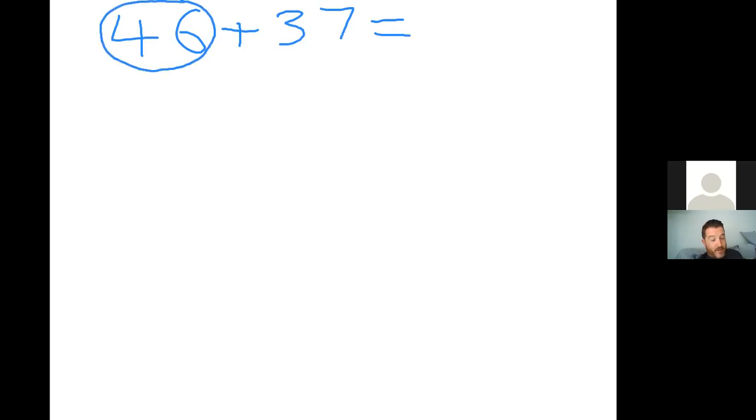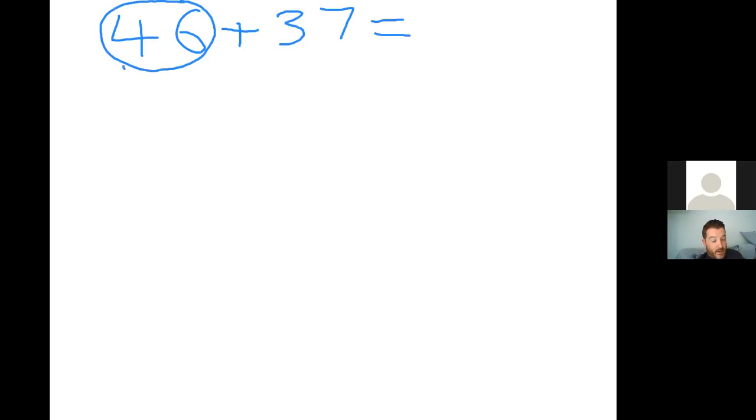So say we had one like this: 46 add 37. Again, you can either do this on the sheet. I would recommend it if it's on the sheet for you to do, but if it's not, you don't have to. Partition it up. If you want to draw it down, you can. If you want to do it in your head, you can.